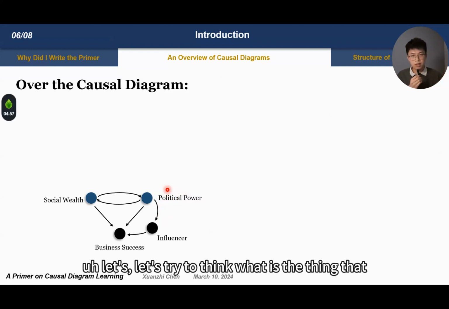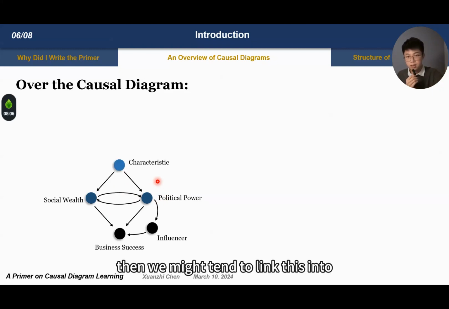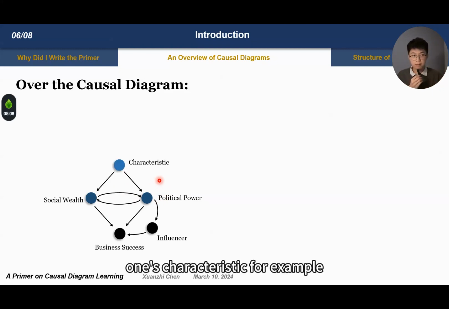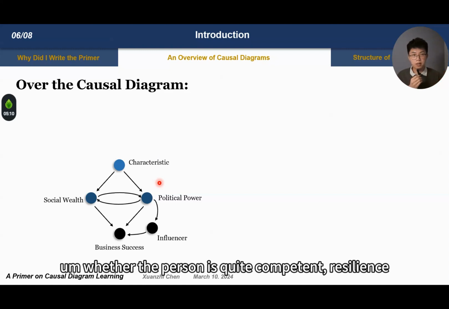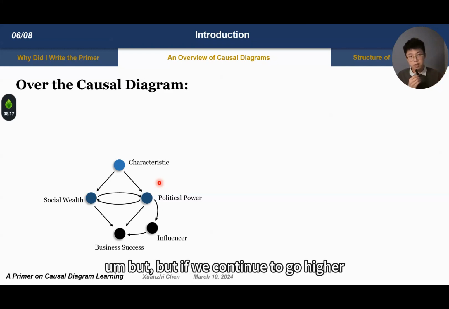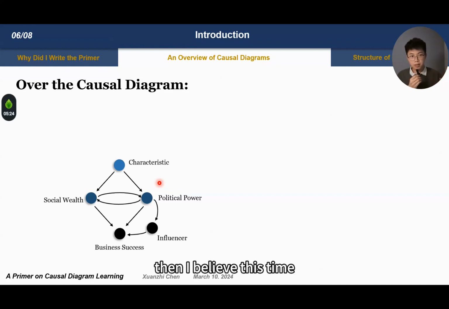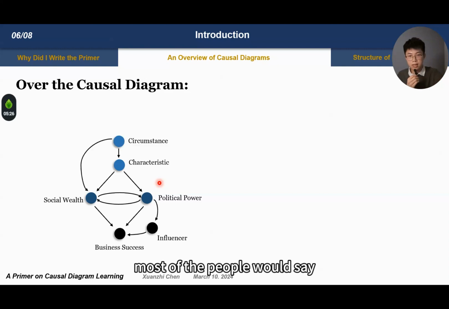Let's try to think about what results in wealth and makes a person a political figure. Then we might tend to link this to one's characteristics, for example, whether the person is quite confident, resilient, and articulate. But if we continue to go higher, what is shaping one's characteristics? I believe most people would say it might be someone's circumstance.